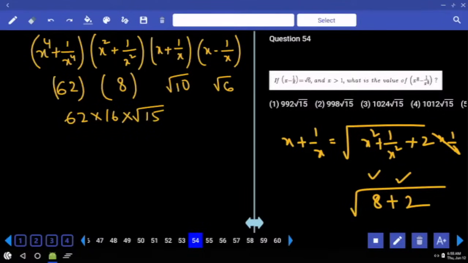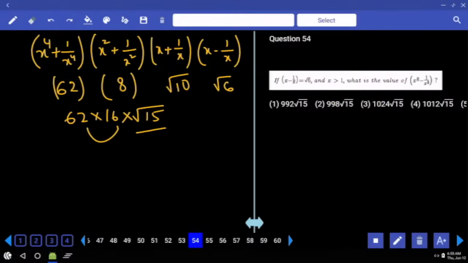It ends with into root 15, right? Every option is having root 15. That means the previous number should end with 2. How many options are there? 2 options are there. Correct? Right. We need to check that.